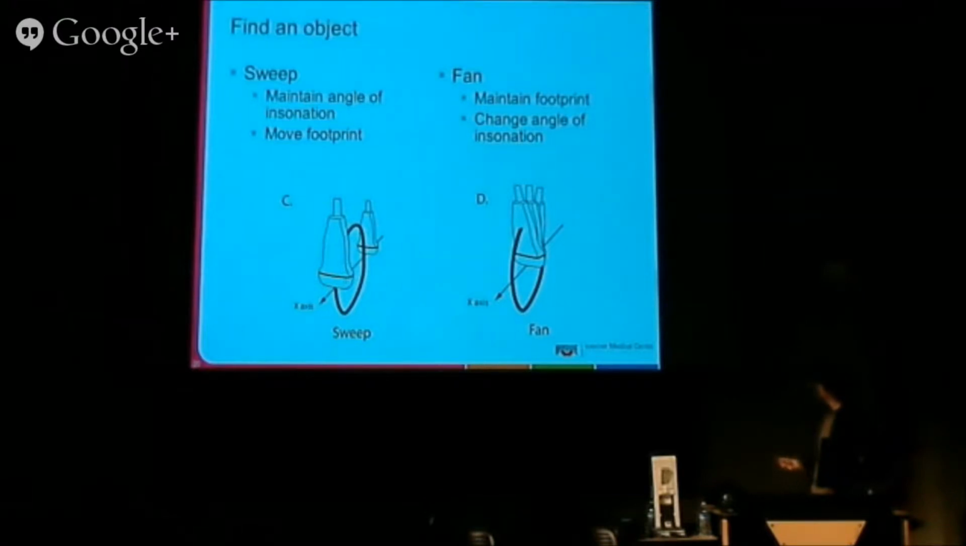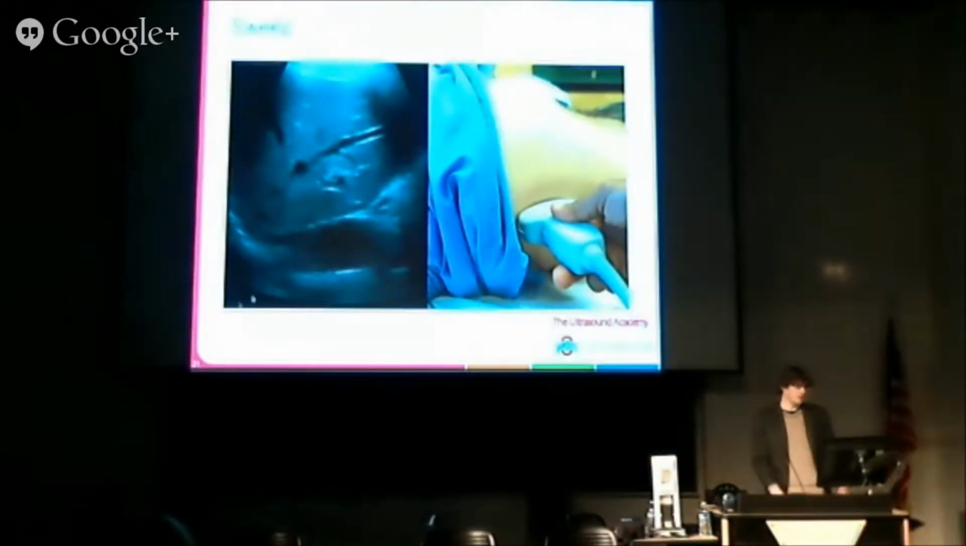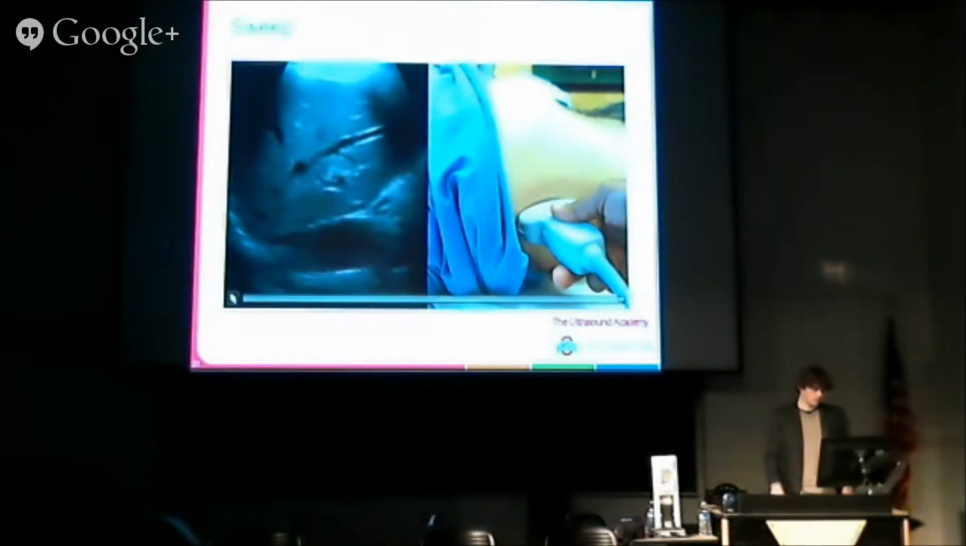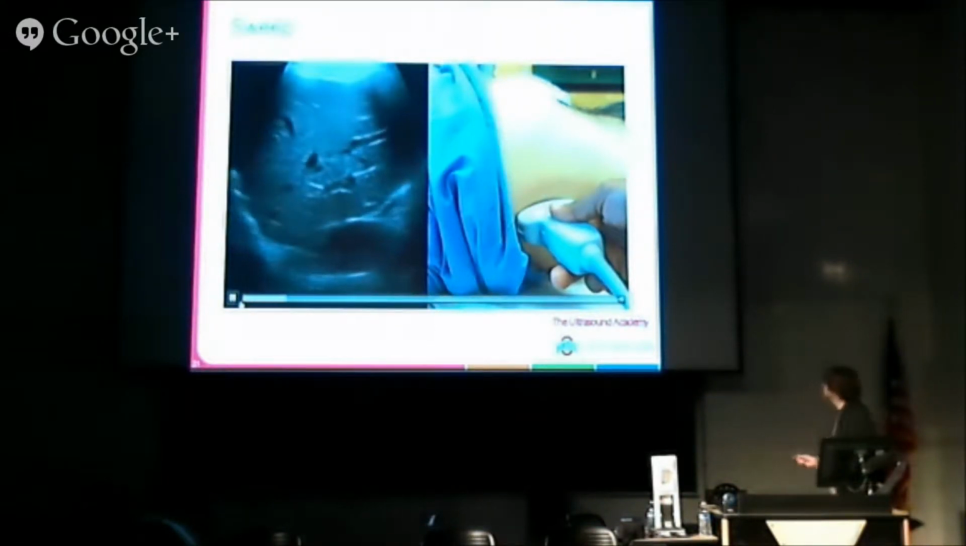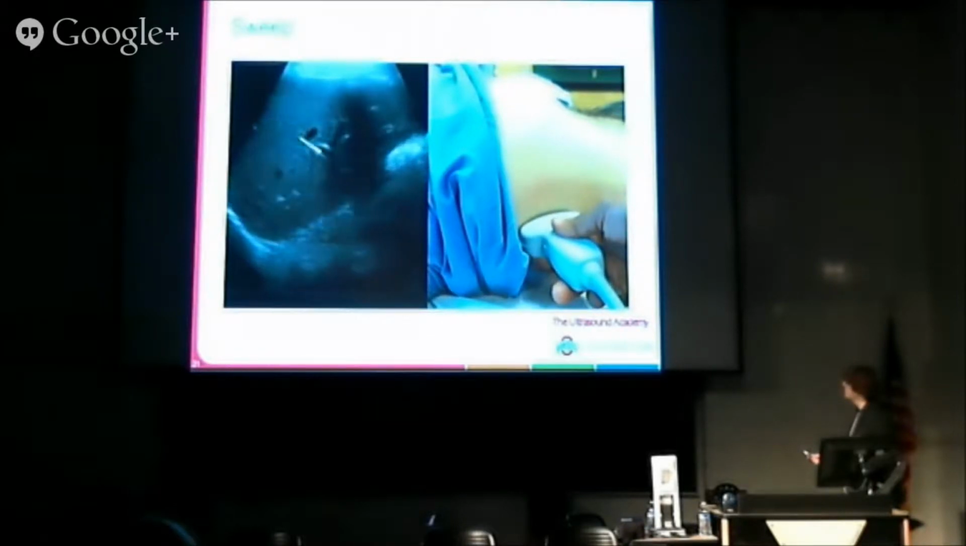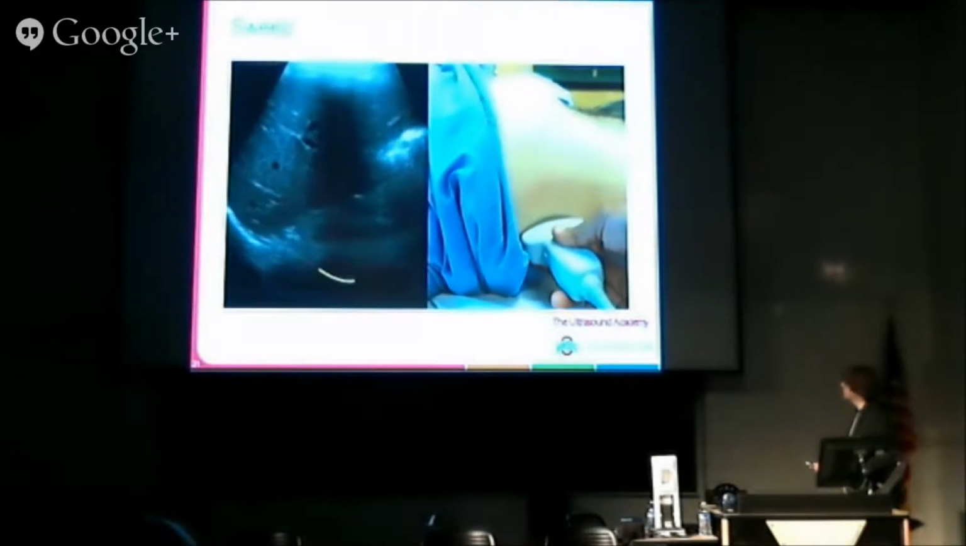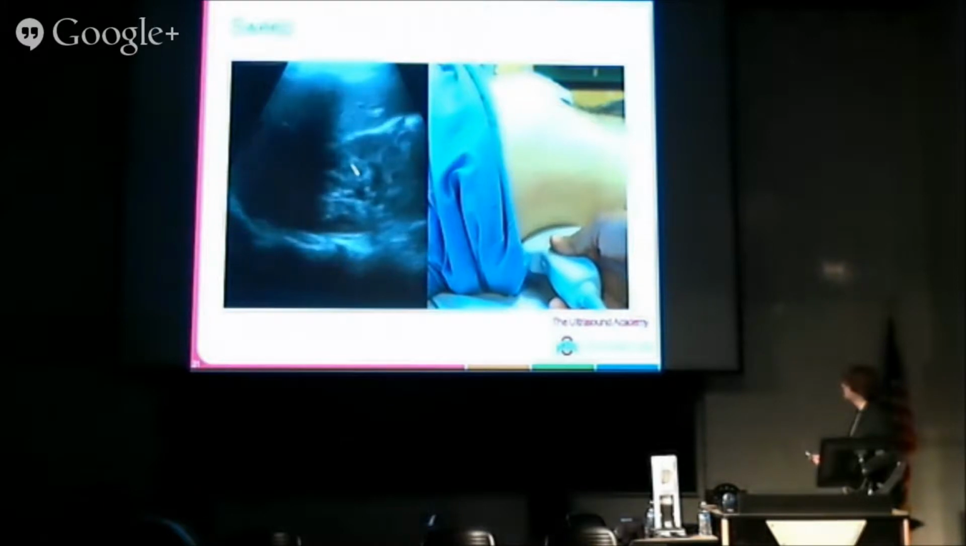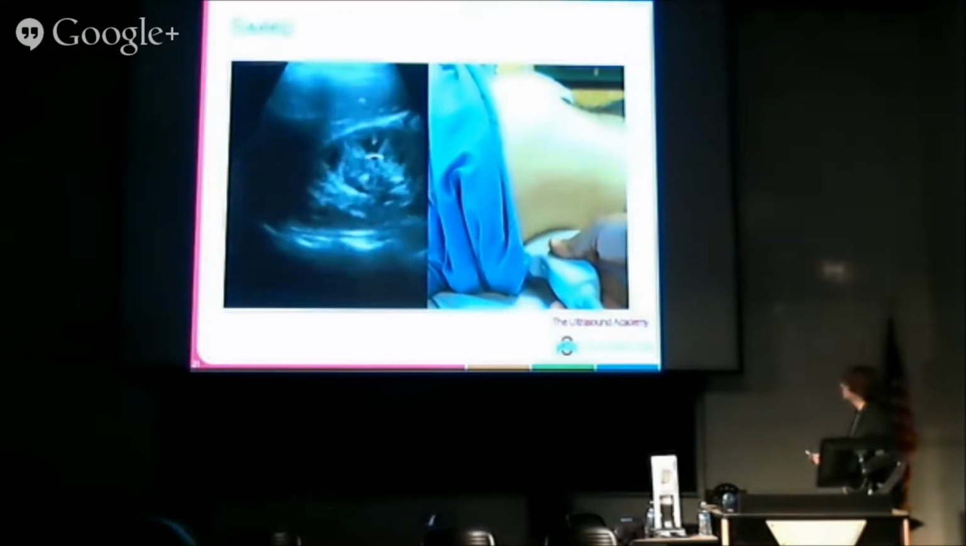And then a fan is going to be different in that we're keeping the footprint in one place and we're changing the angle of inclination. So how do these show different images? This is a sweep. So we're starting here with the probe in the mid-axillary line and sweeping posterior. And you'll notice that the near field and the far field of the image are both changing. As this person sweeps posteriorly, we can then see the kidney here with the liver.